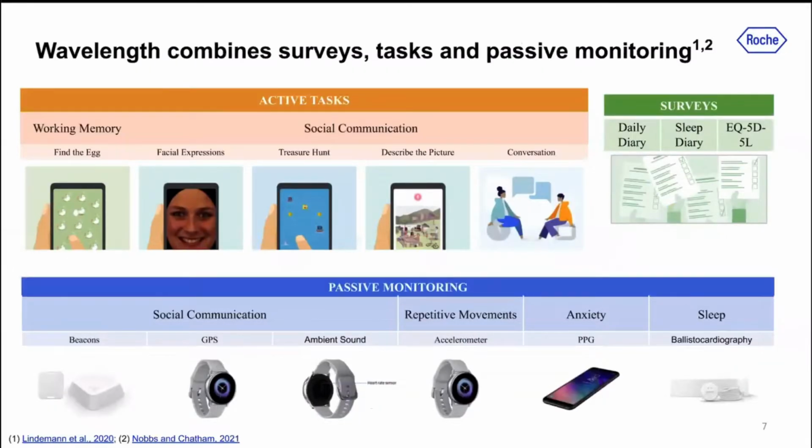Here's an overall view of the different assessments, and they include active tasks which are completed on the smartphone for measuring working memory and social communication deficits, surveys which are also completed on the smartphone on a regular basis, which are similar to the surveys you would complete in a clinic but can be completed more frequently. And then a really quite broad range of different passive monitoring tools, which are either wearables or pieces of technology placed in the home for measuring the participant's symptoms without them needing to complete any task actively. I'm going to go through now a few of the active tasks to explain in detail how they work, to give you a feel for what we're doing.